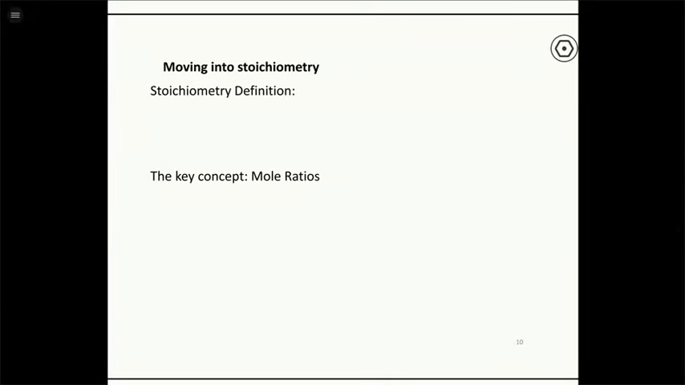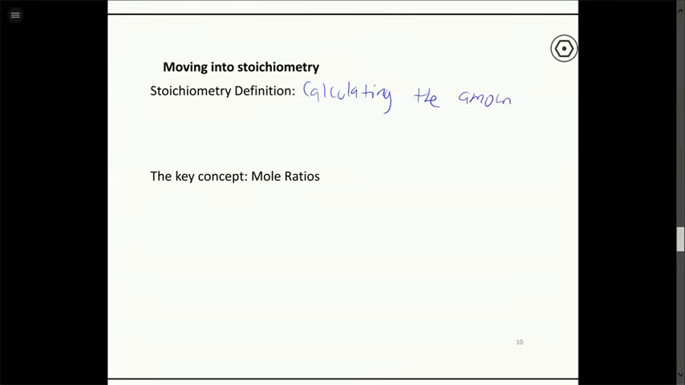So the definition of stoichiometry is calculating the amounts of reactants and or products involved in a chemical reaction.